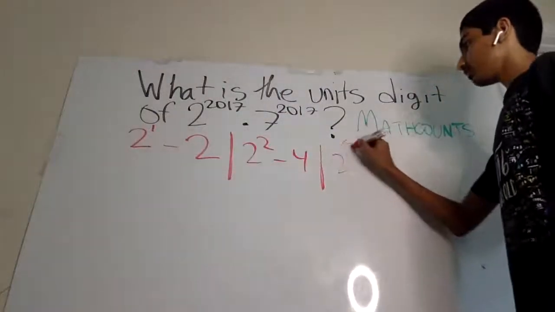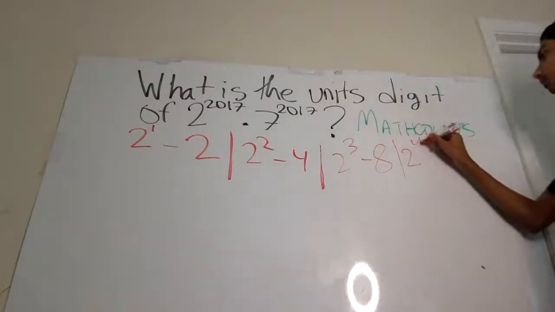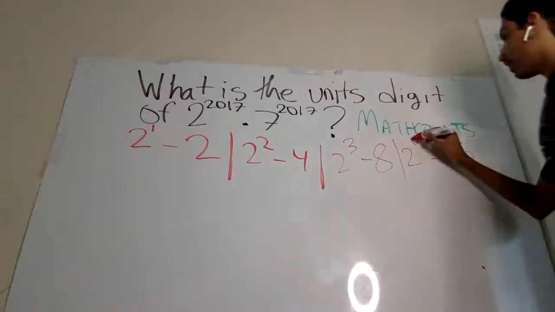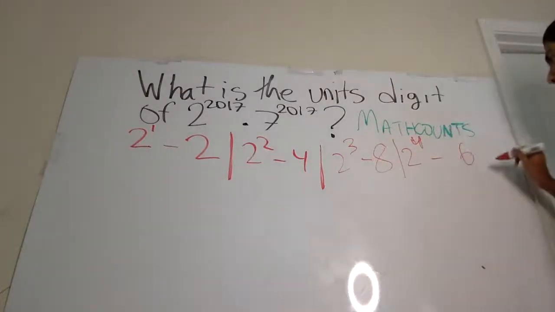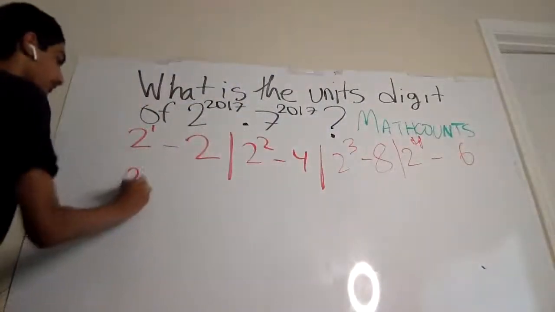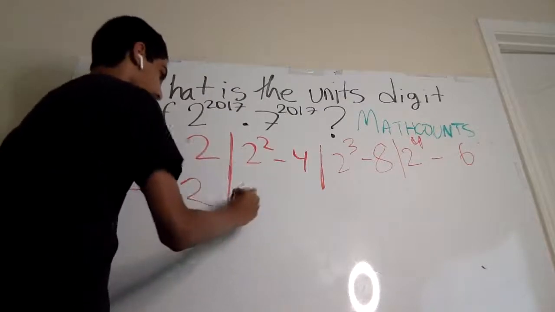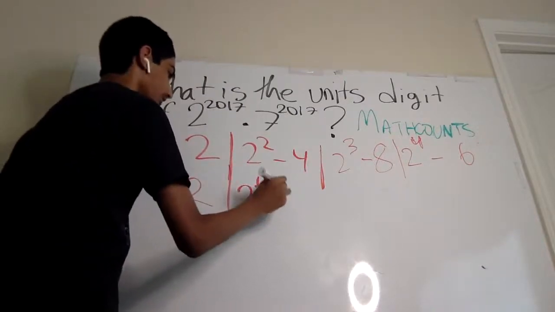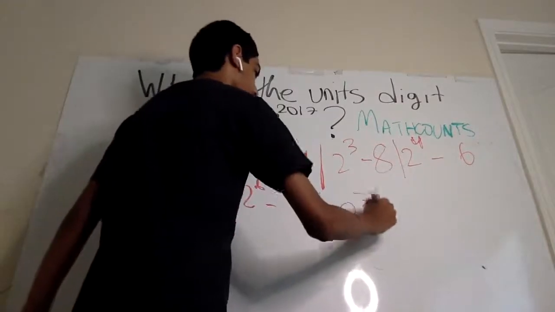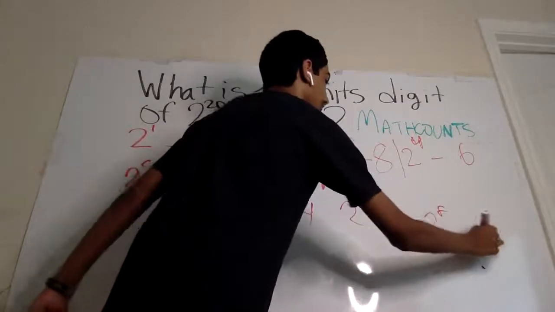2 to the power of 3, its unit digit is 8. 2 to the power of 4 is equal to 16, but its unit digit is 6. And then 2 to the power of 5 is 32, so its last digit would be 2. 2 to the power of 6, its last digit would be 4, as that's 64. 2 to the power of 7, that's 128, so that would just be 8. And 2 to the power of 8 is 256, so that's 6.